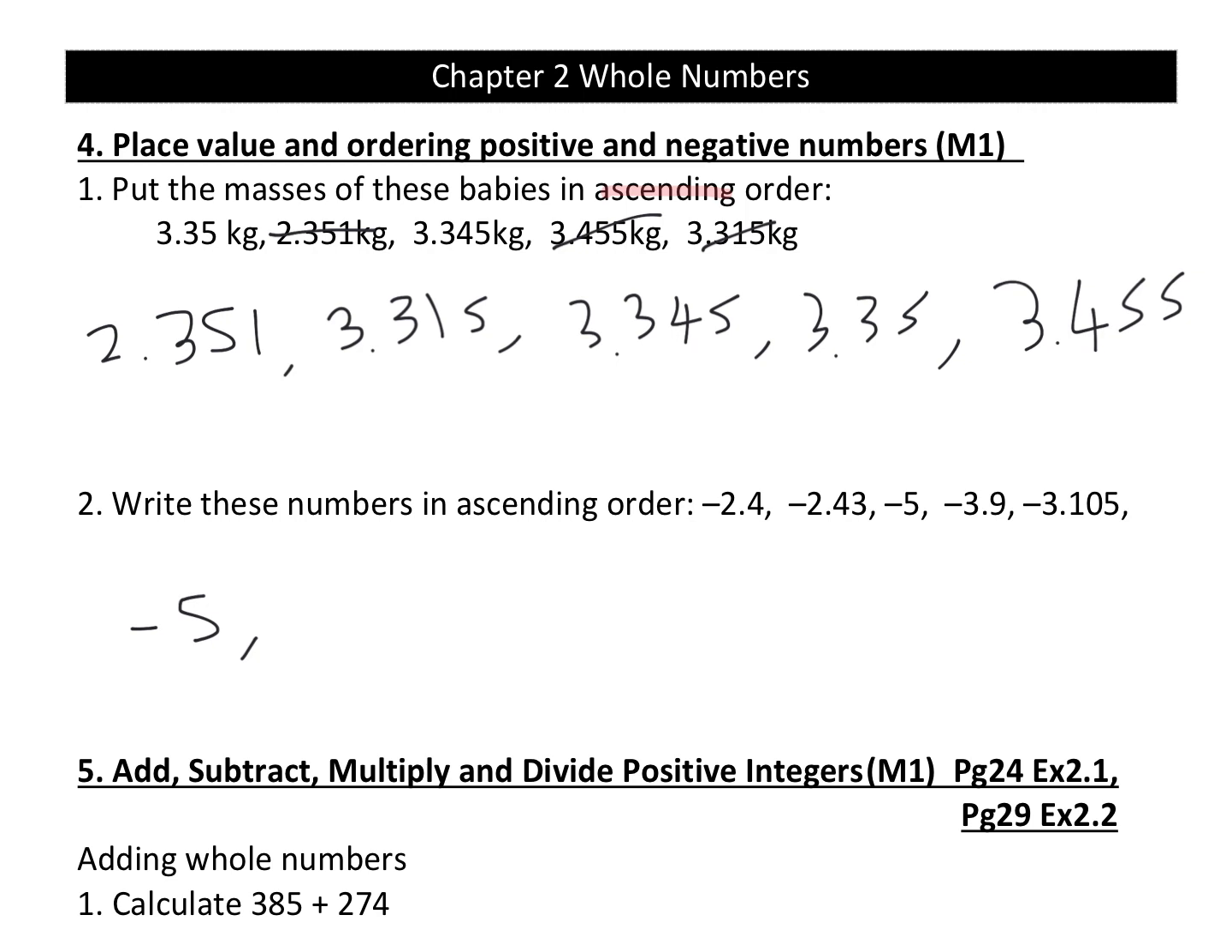It's the one that's furthest from 0. And if we go up towards 0, we go -5, then we go -4. There is no -4. -3. Well, we've got 2 -3s. This one here is further away from 0 than this one, so this one's smaller. -3.9. And then -3.105. So we can get rid of those.